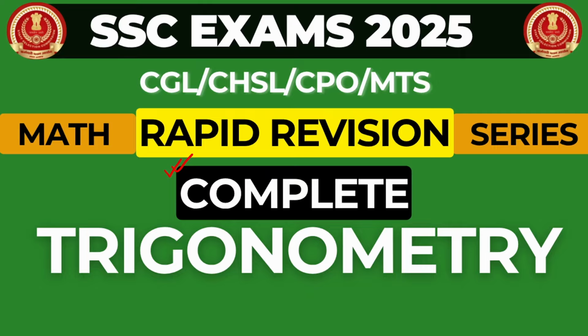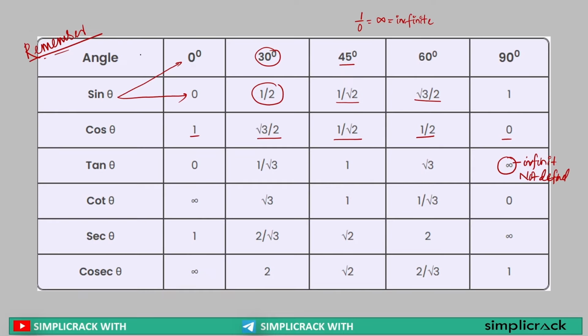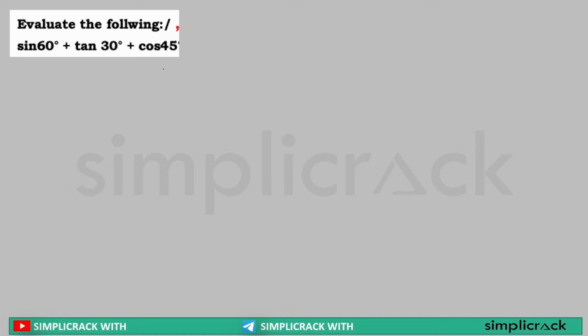So let's start, guys. It is saying, find the value of sine 60 degree, tan 30 degree and cos 45 degree. Sir, here sine 60 degree is equal to what? Root 3 by 2. So I will write root 3 by 2. For your understanding, I am just going back and forth. Otherwise, I will simply write it.